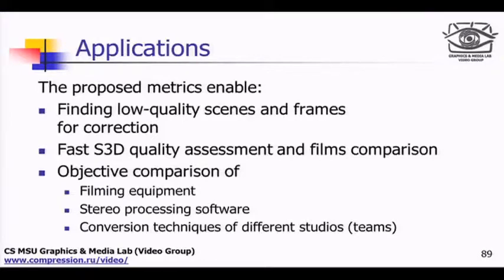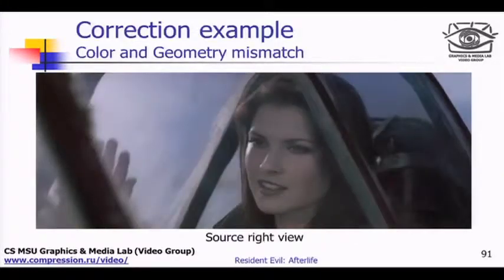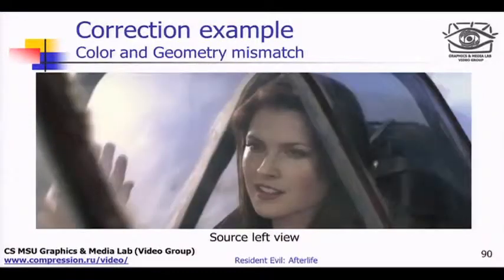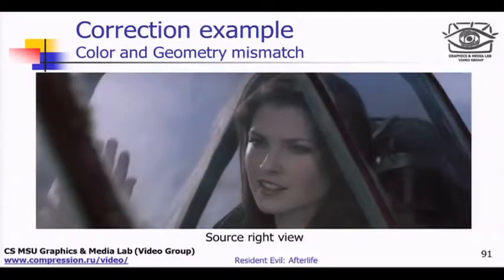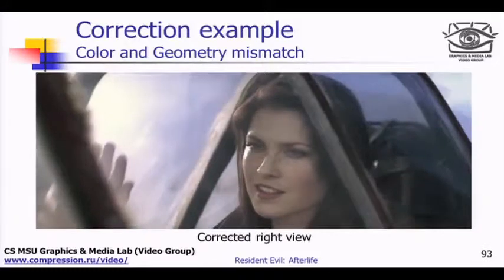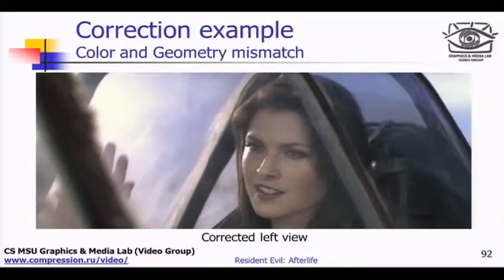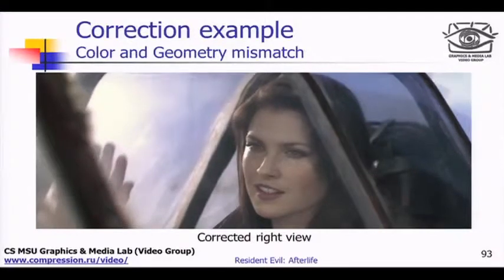And application, of course, with such kind of metrics, it's possible to find low quality scenes for correction, to make a quality assessment, to increase the speed of quality assessment, and so on. And here are some samples. It's a real frame from Resident Evil. It's a very short scene, but this scene obviously will be painful. And here is a sample of how it should be corrected. And it's really not so big a problem to correct it.